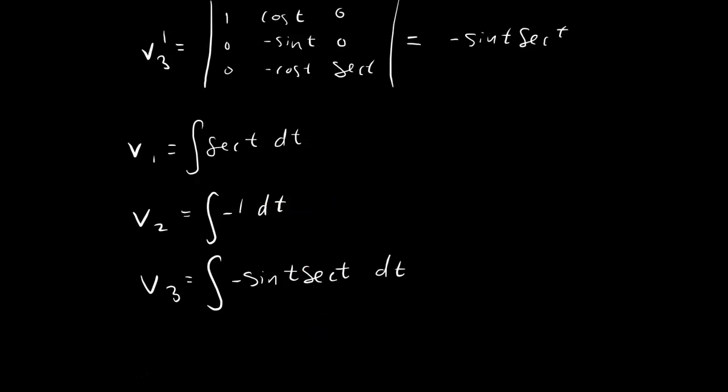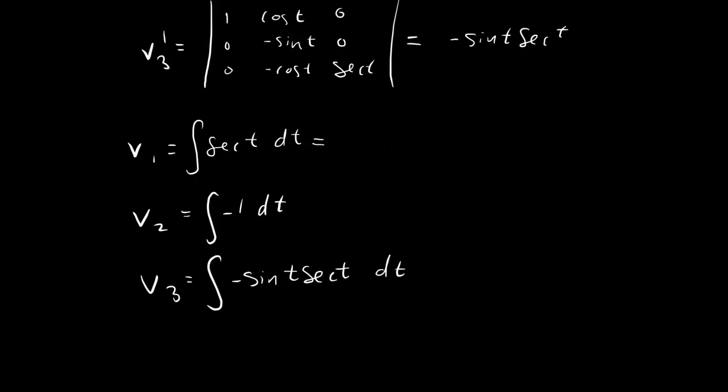So for the first, v1, there's 2 ways of going about this one. So if you have it, this is one that's often on a table. So if you want to look that up, it would just end up being the natural log of secant t plus tangent t. There is a way of getting it though if you're curious.